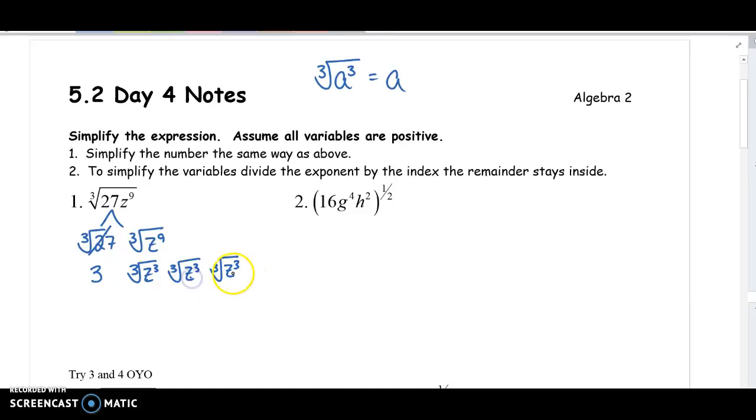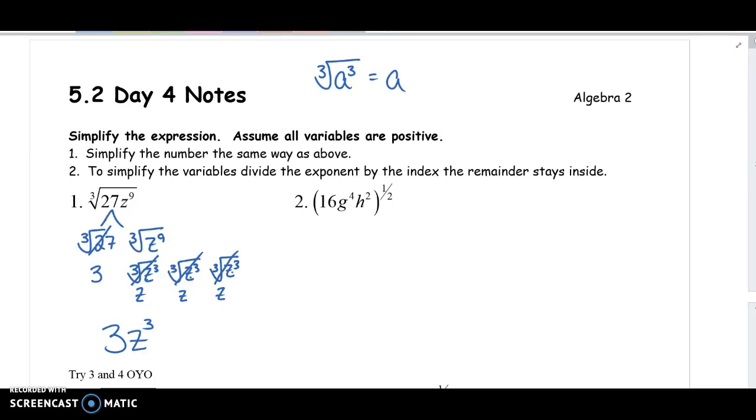3 and 3 and 3 is 9. So all 9 of my z's are accounted for. I just grouped them into groups of 3. The cube root of z to the third is z. The cube root of z to the third is z. The cube root of z to the third is z. How many z's do I have no longer under the radical? 3 of them. So we have 3z cubed.